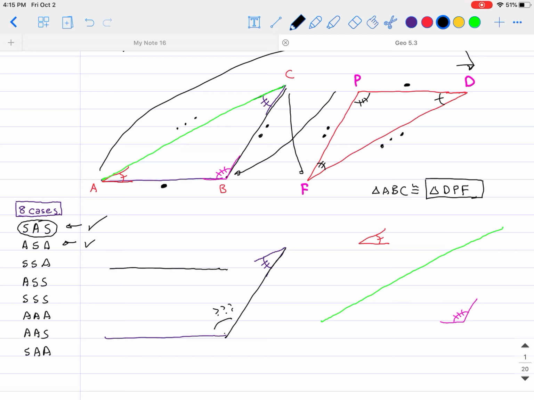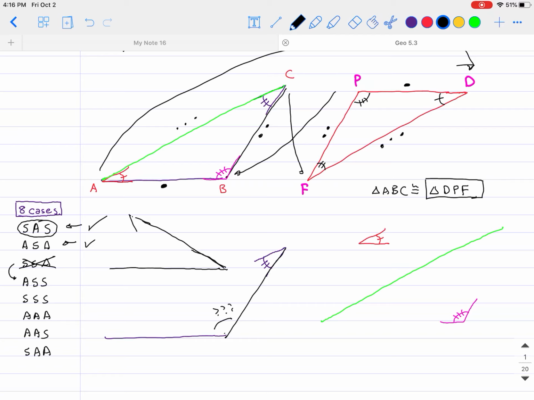So one variation might be something like this. We have the same side right here. The angle might be like this, right? And then we know the length of side BC. But then we know the angle of A, and you can see how that doesn't work out. So unfortunately for SSA, that doesn't work. That doesn't show congruency in triangles.